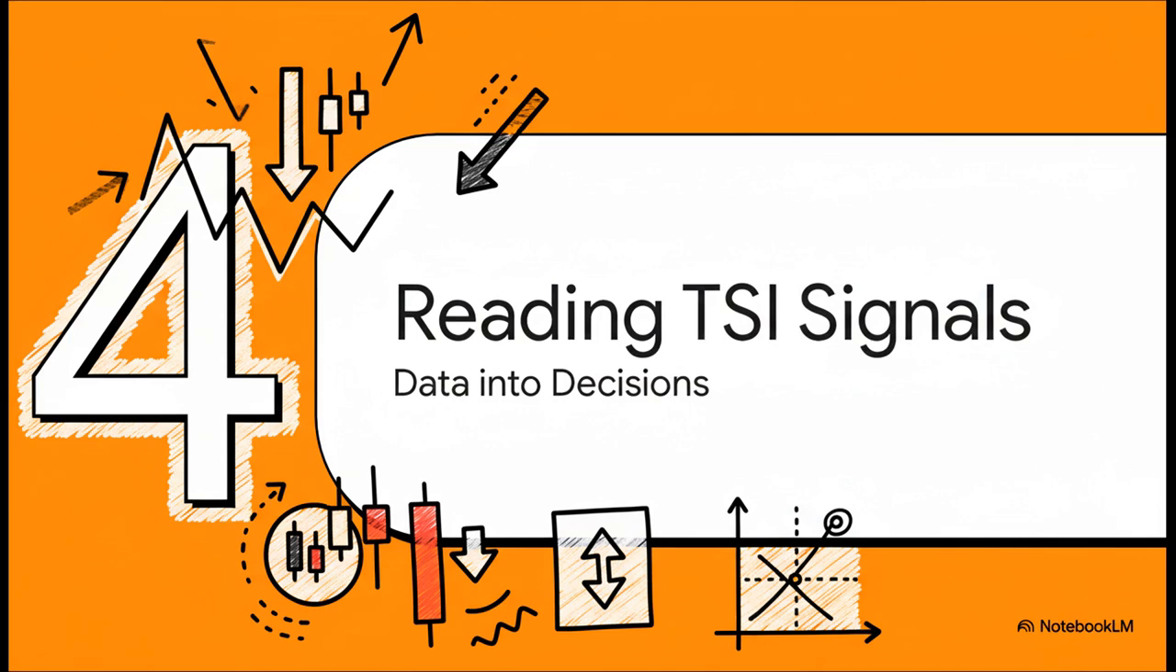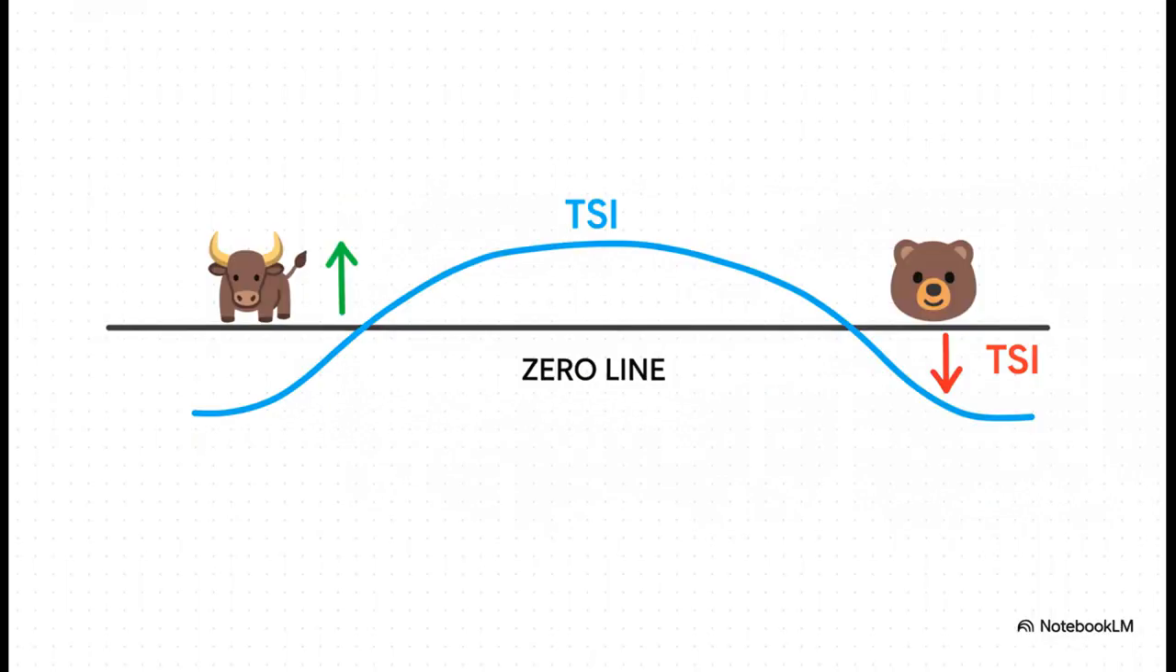Okay, that's the how. Now for the fun part. How do we actually use this? Let's turn this data into real, actionable signals for your trading. The most basic, and maybe the purest, signal is the centerline crossover. It's super simple. When the TSI line crosses above that zero line, the bulls are taking over. When it dips below zero, the bears are in control. It's your first go-to for figuring out the market's momentum.